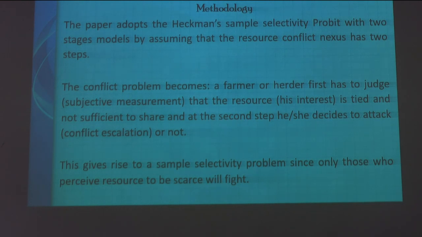The method we use, Mr. Chairperson, is that we adopt a Heckman two-stage model, in the sense that we formulated the problem such that a farmer or a herder has to judge first that his resource is not enough for him to live, how about sharing it with others? So at the second stage, after he perceives this scarcity, he will decide whether or not to fight or to find another means to cope with it. This automatically gives rise to the problem of selectivity, because it's only those who perceive the scarcity who are likely to fight or not.